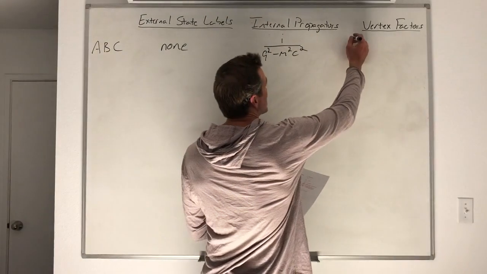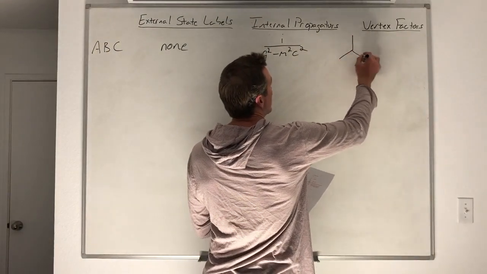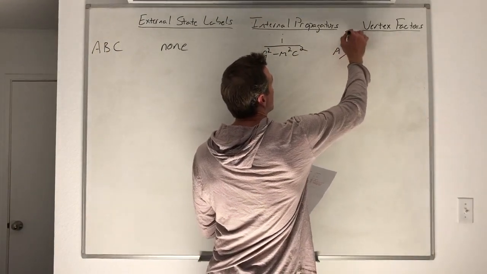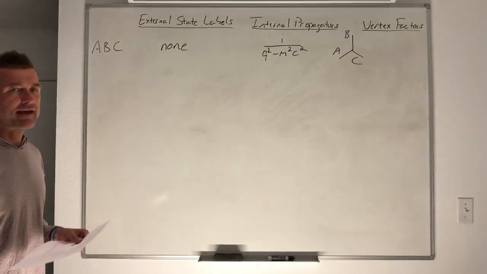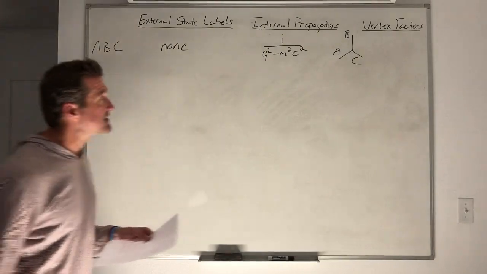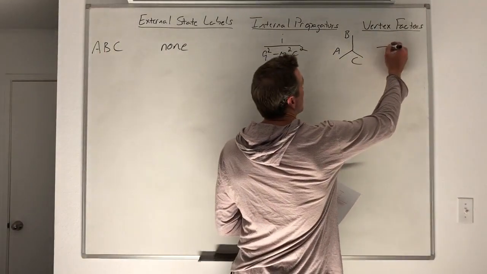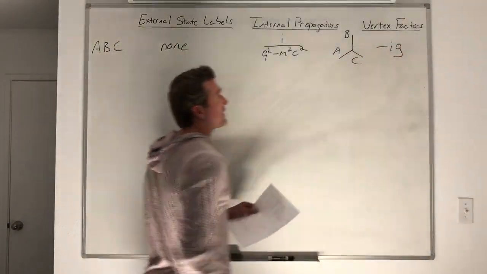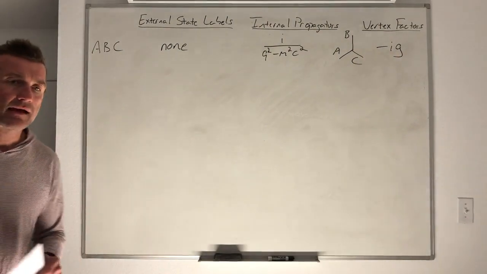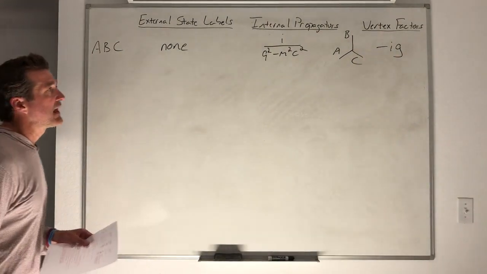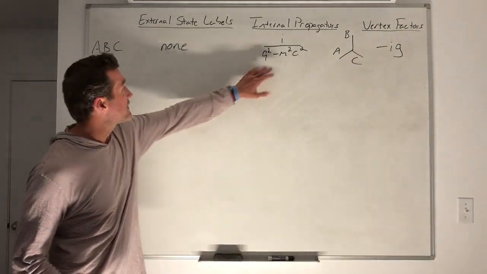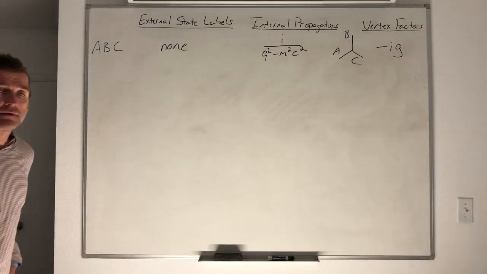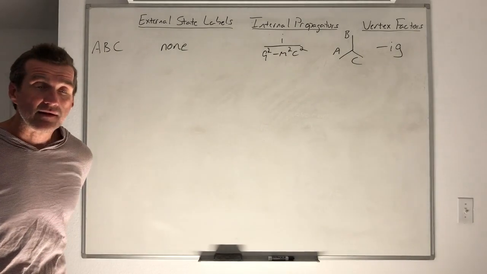And then the theory was based on this vertex, which had to include one of each of the ABC field excitations, and it corresponded to a simple minus i times g, where g is the coupling. This is what we would actually write in our element of M, along with these factors, and then nothing for the external states. Everybody remember this?